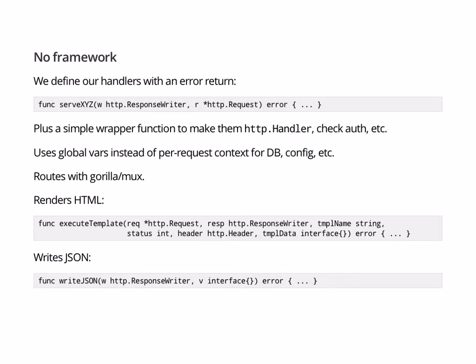This wrapper function is about 20 to 25 lines, and it also checks authentication and records some other data. And this essentially replaces what a framework would do for us, except it's all custom and it's very simple.